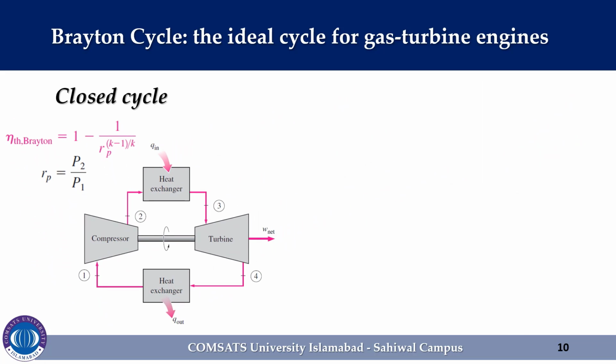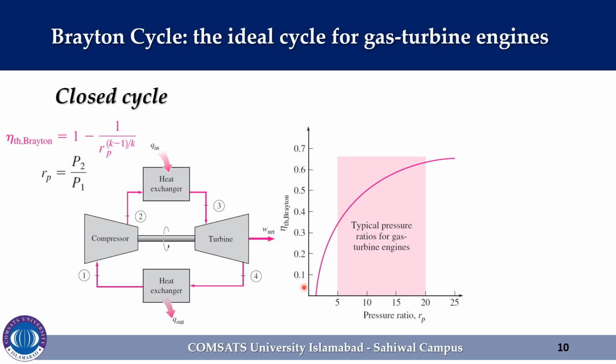So this equation shows that under the cold air standard assumptions, the thermal efficiency of the ideal Brayton cycle depends on the pressure ratio of the gas turbine and the specific heat ratio of the working fluid. The thermal efficiency increases with both of these parameters, which is also the case for actual gas turbines. A plot of thermal efficiency versus the pressure ratio is given in the figure here for K equal to 1.4, which is the specific heat ratio value of air at room temperature.